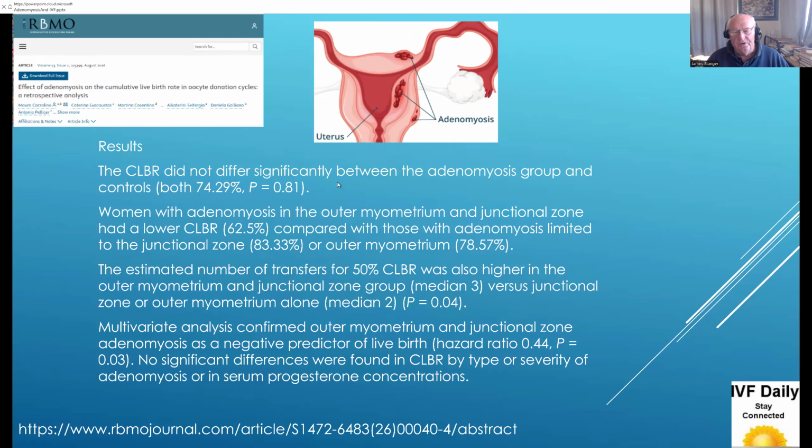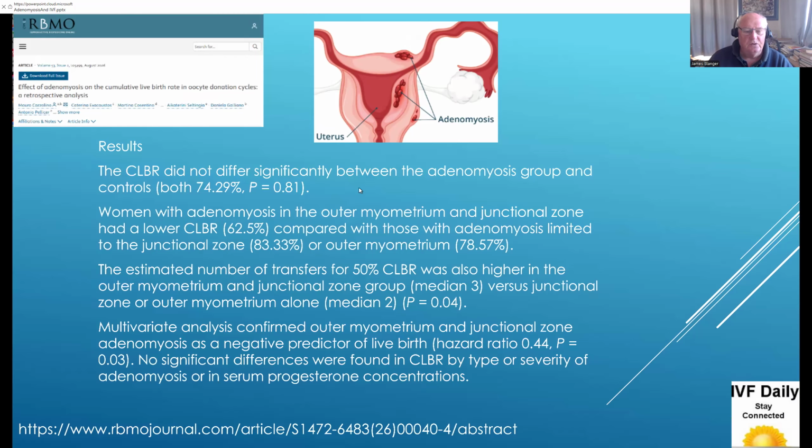So the cumulative live birth rate is where you create lots of eggs, make lots of embryos, and then you put them all back one at a time to try and reduce the incidence of multiple pregnancy. But what is your chance of having a baby when all those embryos have been put back? Initially, a lot of people just looked at the first embryo transfer, but in reality, most clinics now are looking at the cumulative live birth rate as the ultimate diagnostic tool, whether a procedure has impact or not.